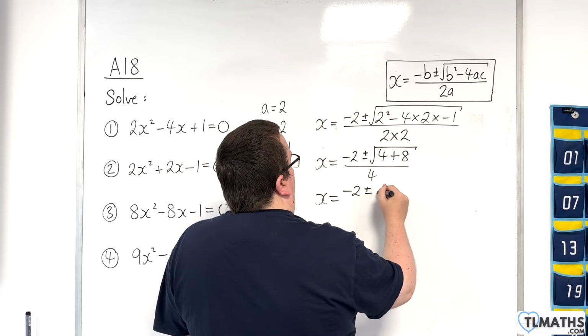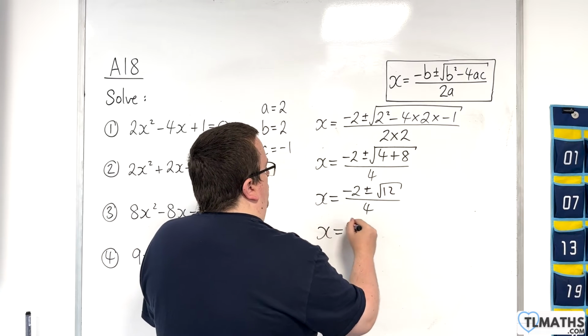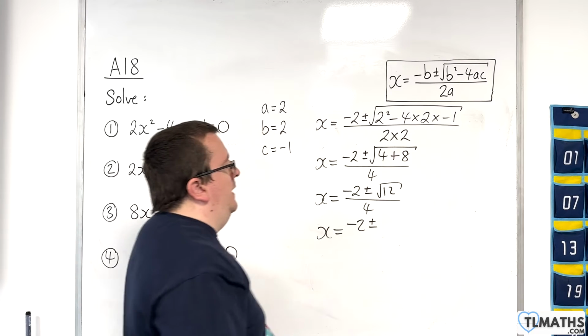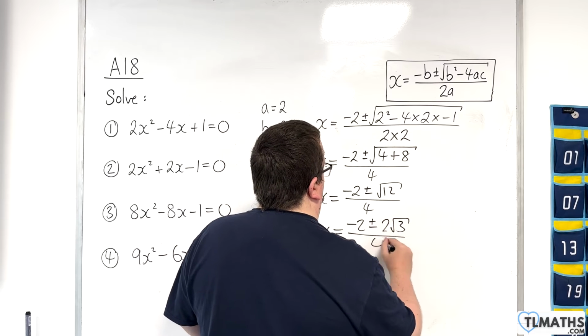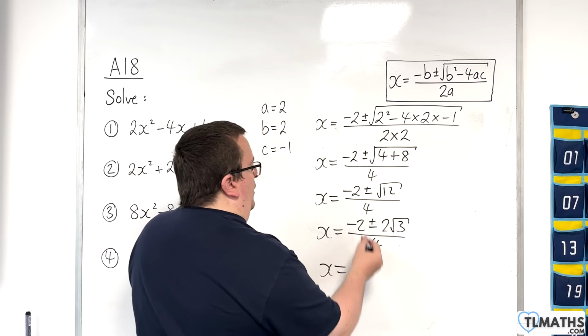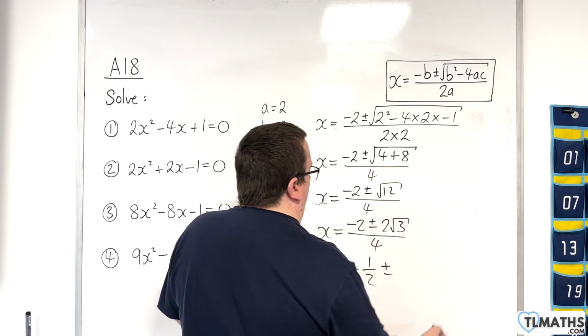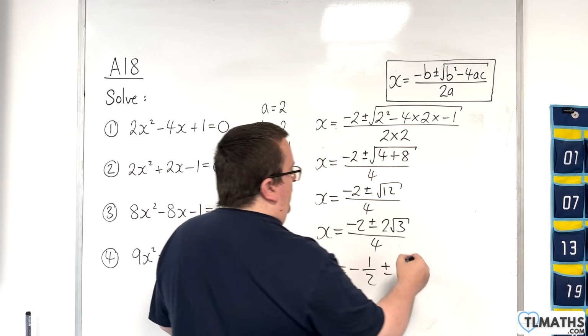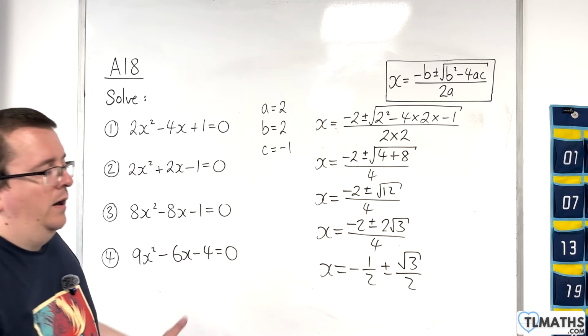So 4 plus 8 is 12, so root 12 over 4. Now root 12 is 2 root 3. So minus 2 over 4 is minus a half, plus or minus 2 over 4 is a half, so root 3 over 2, or 1 half of root 3.